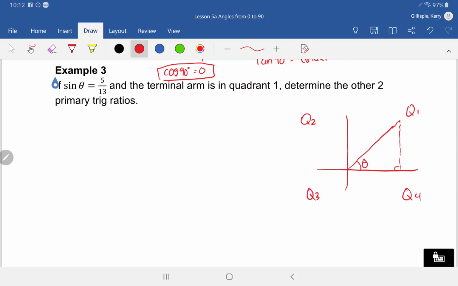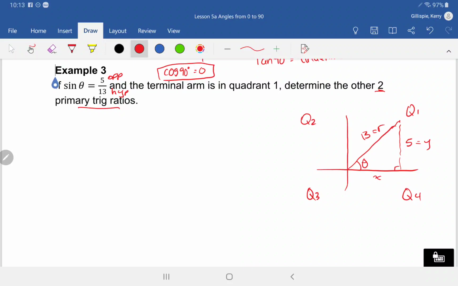And it tells you that the sine of the angle is 5/13. So sine is y over r, or if you prefer more the grade 10 method, which was opposite over hypotenuse, we can do it that way. So sine is opposite, which means the 5 was across from theta, over the hypotenuse, which is the 13 here. If we want to find the other two primary trig ratios, we need to know x. So we know y, we know r, we don't know x.